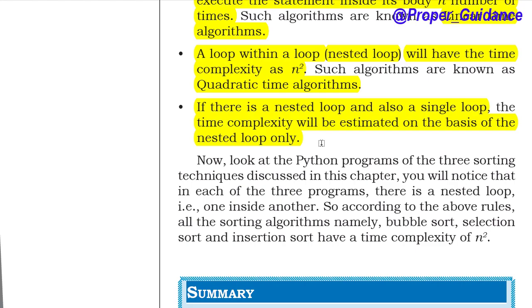Now, look at the Python programs of the 3 sorting techniques discussed in this chapter. You will notice that in each of the 3 programs there is a nested loop, that is, one inside another. So, according to the above rules, all the sorting algorithms, namely bubble sort, selection sort and insertion sort, have a time complexity of n squared. The last line is very important to you. This is also important for short type questions, and this is a very basic concept.